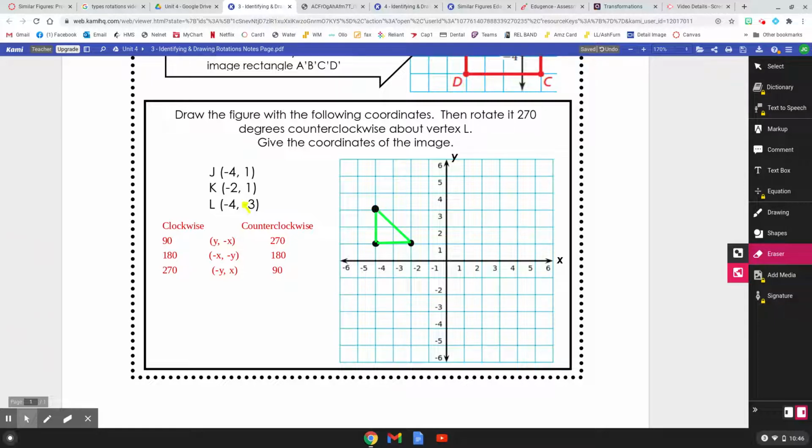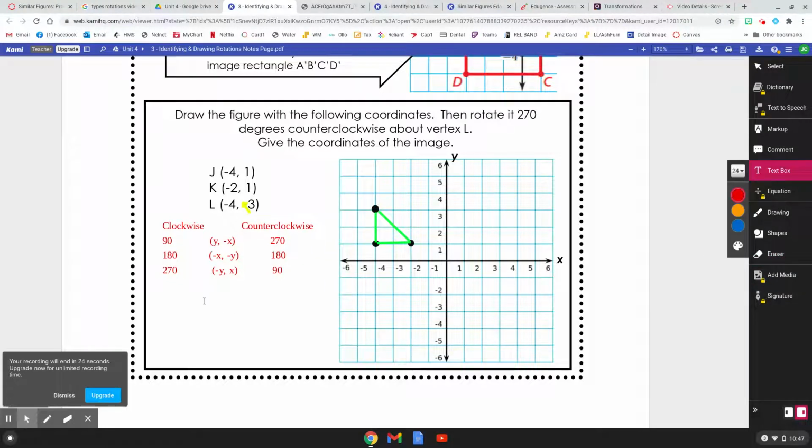The fourth one that I don't have on here is 360 degrees. So if we went 360 degrees, we would end up exactly where we started. So we would end up back at XY. So 360 degrees would be XY. So let's create a box for 360 degrees, which would be XY. And that's how that would look.